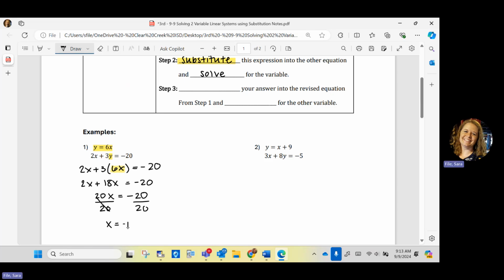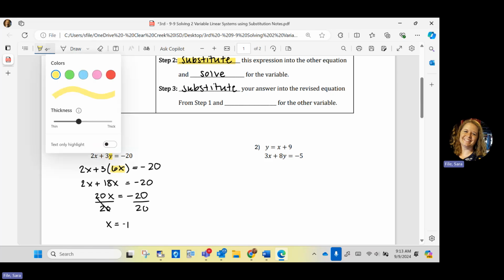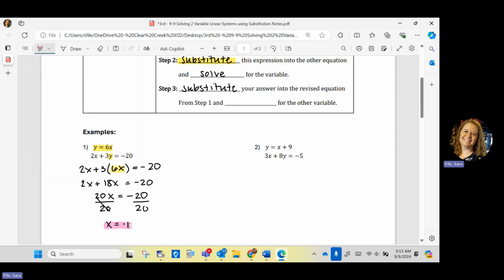Step 3, now that we have one of our variables, we are going to substitute again. We're going to substitute that answer into the revised equation from step 1. When we got the first equation and solved for one variable, now we're going to plug that back into there. So we're going to substitute again. In this case, it's not a revised equation. It is the original equation, y equals 6x.